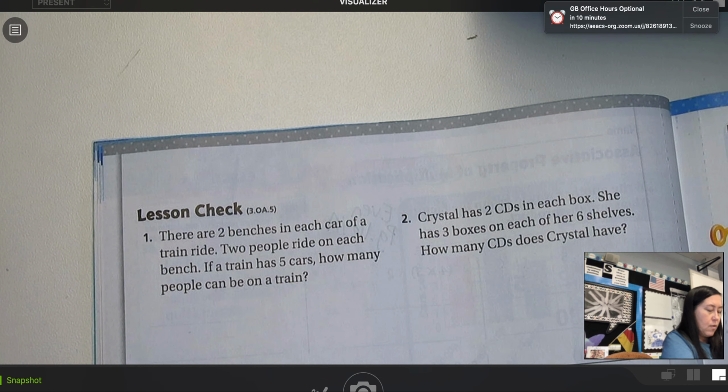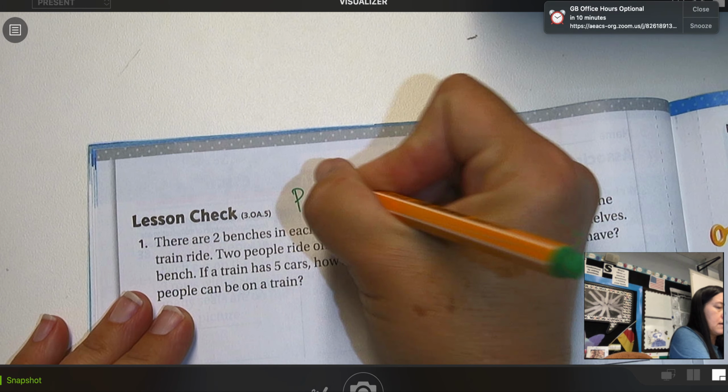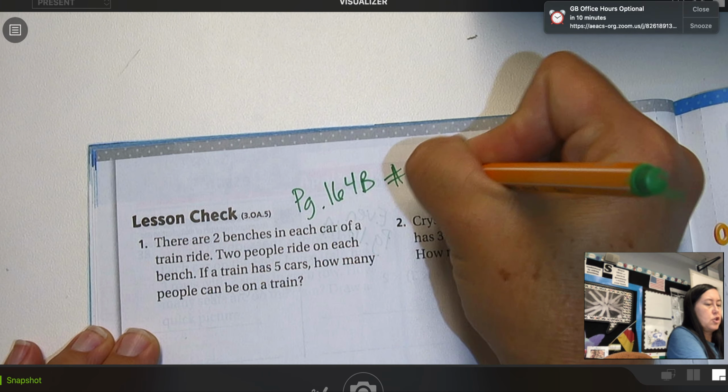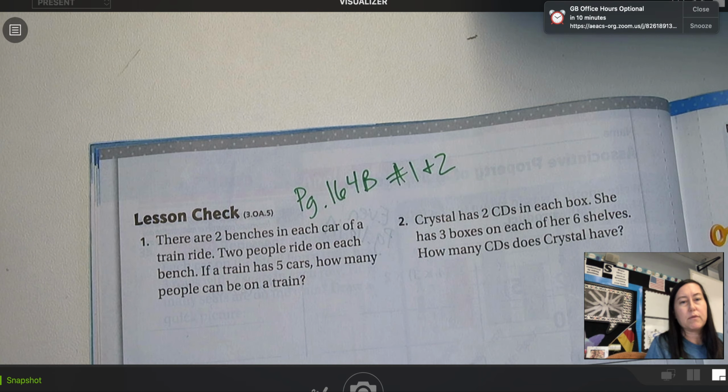And then on 164B, just do numbers 1 and 2. Okay, I'm not having you do the spiral review this time.